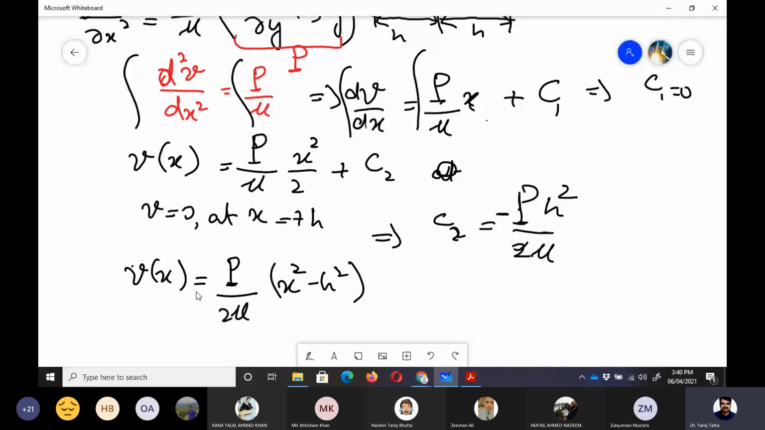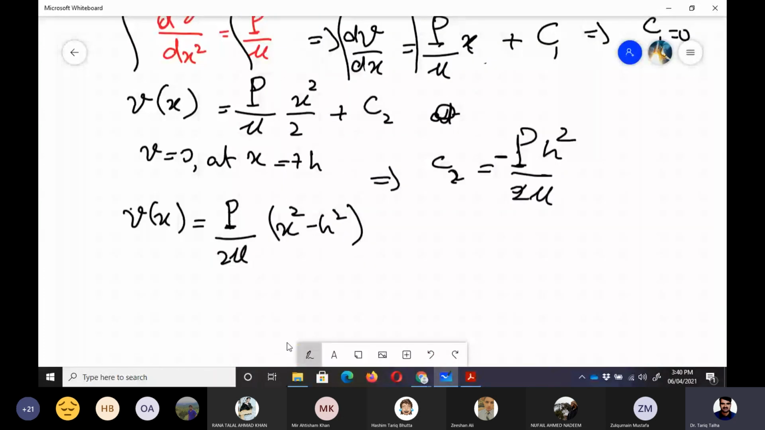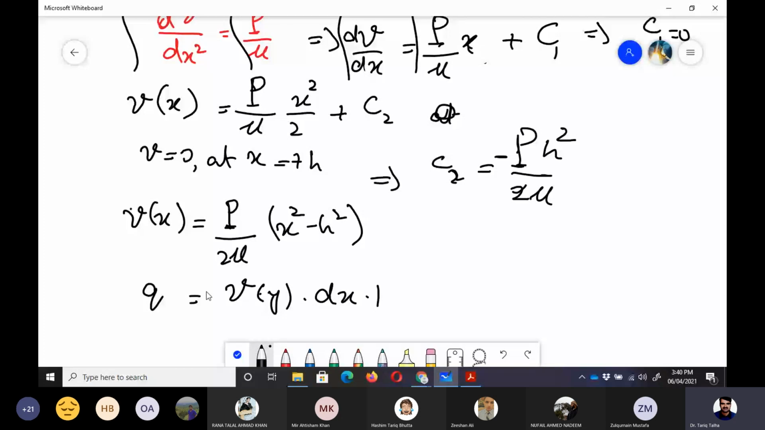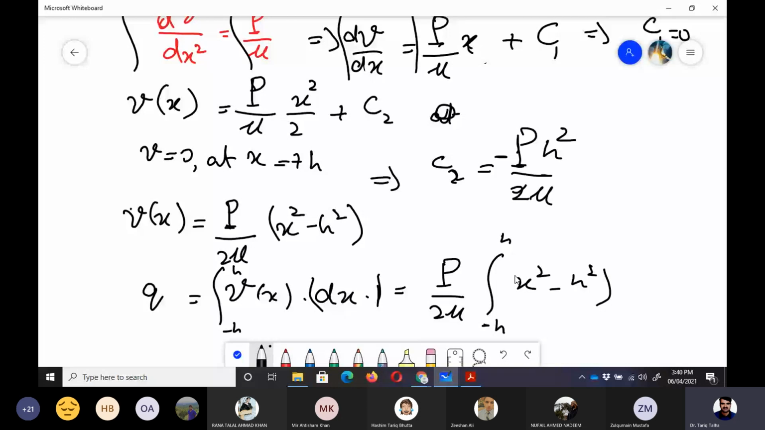Now, if we want to calculate the q value, we know that for the q calculation we need the integral of the velocity into dx into 1, from minus h to plus h. Why are we writing v? It should be u of x, not v. So v is only a function of x. If we do that, p upon 2 mu would be out of the integration, minus h to h, of x squared minus h squared into dx.